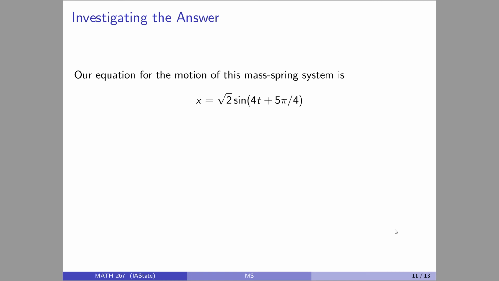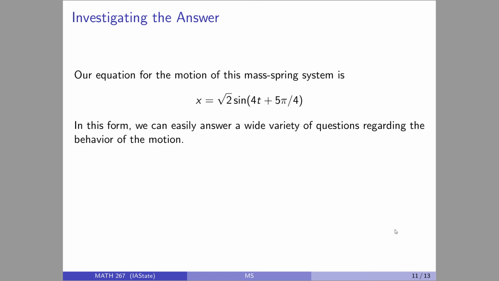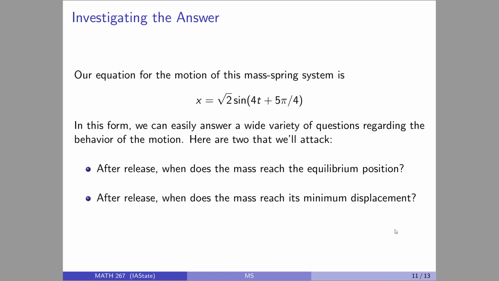And we have 4 times t, so I know I'm going up 4 times faster than normal. So we're oscillating 4 times faster than sine normally does. So there we go. There's actually a whole host of things that this equation now tells me about the behavior of the motion. So let's unpack that. So specifically, I'm going to attack 2 separate problems. I'm going to attack the problem of after release, when does the mass reach the equilibrium position?